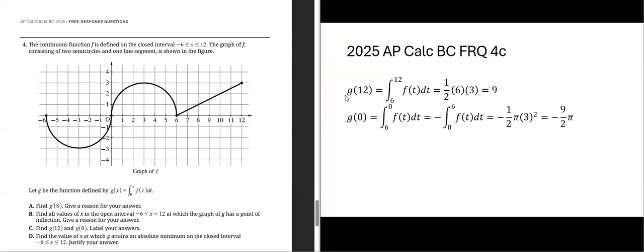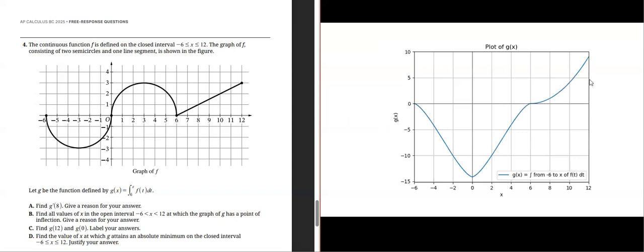So the reason I wanted to do this first is because let's take note that g of 12 is 9, okay? And g of 0 is this value, okay? So g of 12 is 9 right there. G of 0 is minus 9 over 2 times pi. That looks somewhat correct, okay? And then we know that g of minus 6 is 0 because we add this area and add this area, they would cancel out, so the integral is 0, okay? So g of minus 6 is 0 over there, okay? So this pretty much looks like the graph of g, I believe, okay?